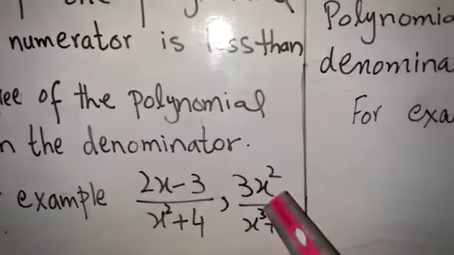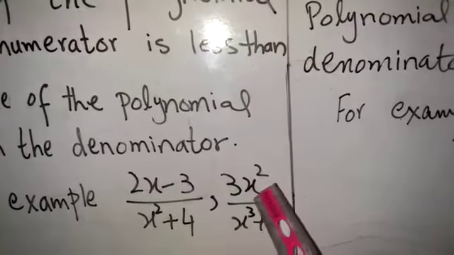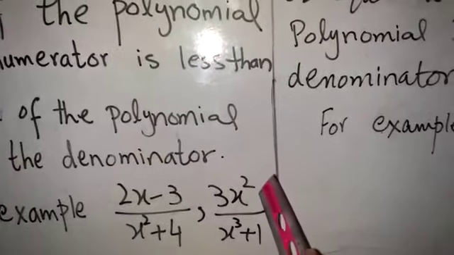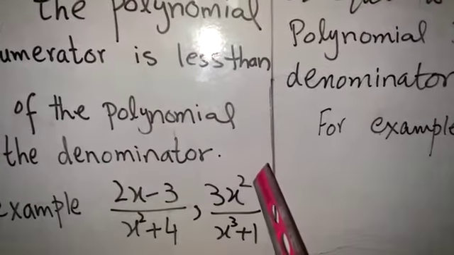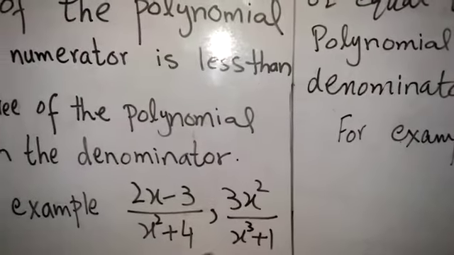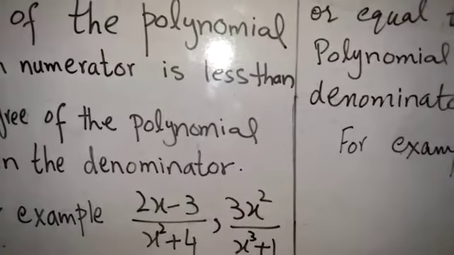In another example, the rational fraction is 3x square divided by (x cube plus 1). In this example, the degree of the numerator is less than the degree of the denominator. So both are examples of proper fractions.